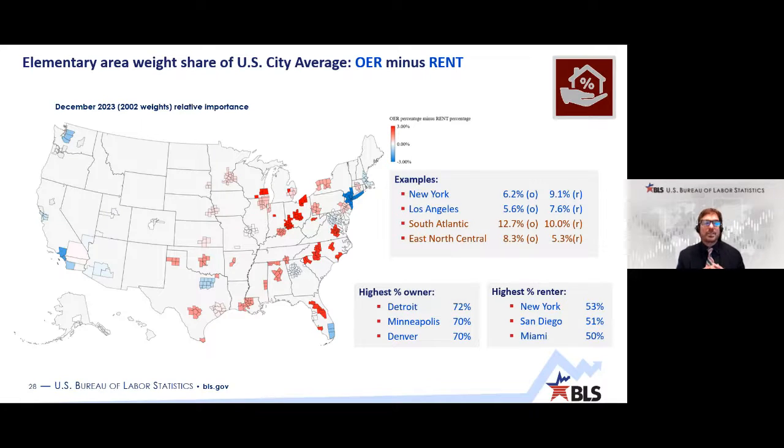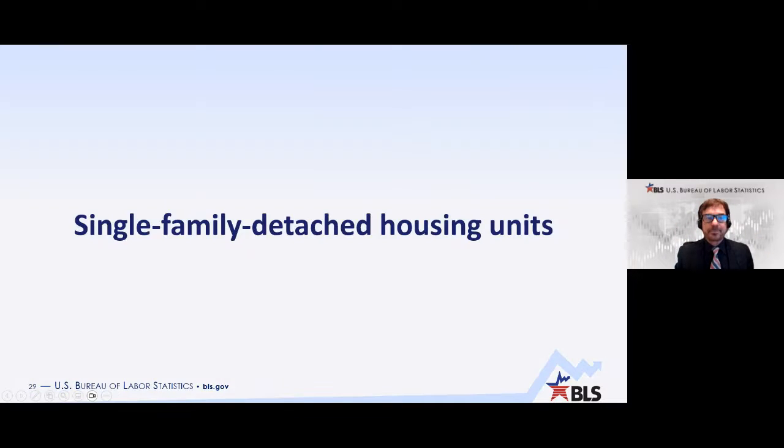So this matters because even if the owner's equivalent rent component index and the rent index were identical in each city, you could still get a divergence between OER and rent because the relative contribution of each city to the national average is different. So that's an interesting story here.